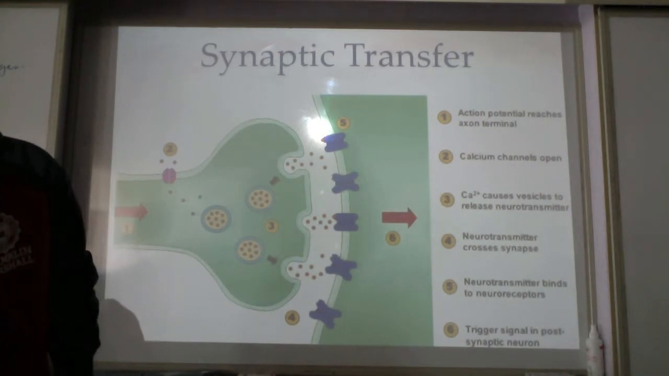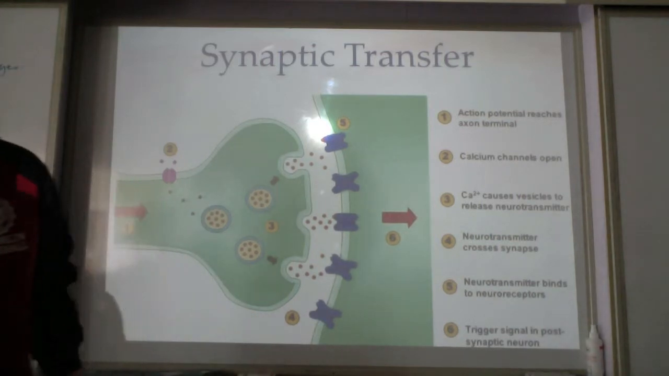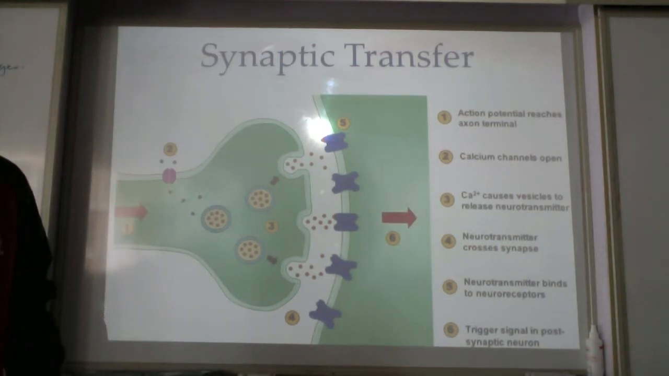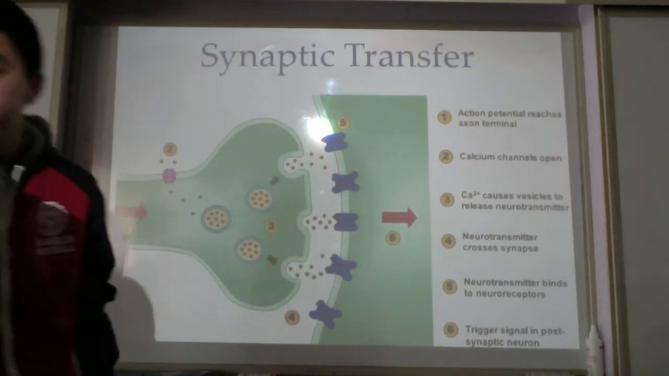The combination of these chemical messages received by the dendrites on this side determines whether the threshold is reached for an action potential in the postsynaptic neuron.